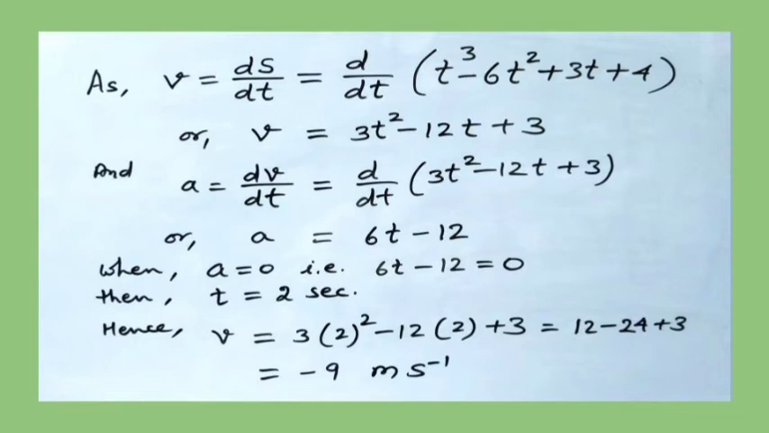When a is equal to 0, that is 6t minus 12 is equal to 0, then t is equal to 2 seconds. And hence, with this value of t, velocity v comes out equal to minus 9 meter per second. Negative sign indicates opposite direction of motion.